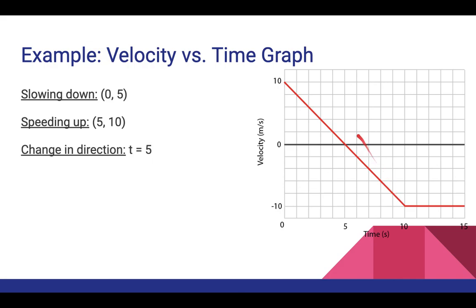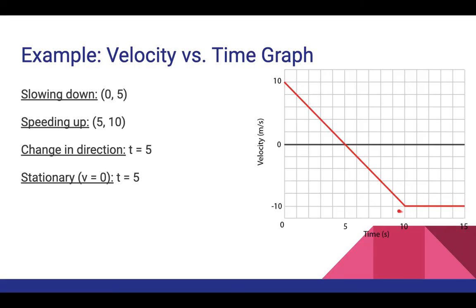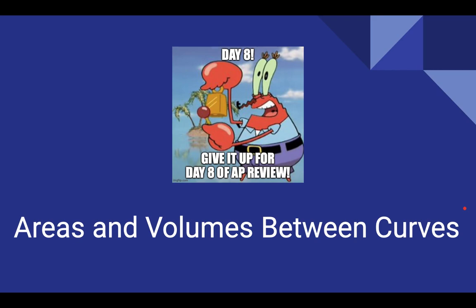We have a change in direction occurring at 5 seconds because we can see that our velocity changes signs from positive to negative at t equals 5, and our velocity is briefly 0 at t equals 5. We're stationary at t equals 5, meaning we have 0 velocity very briefly. And then lastly, we could say we have a constant velocity from t equals 10 to t equals 15 seconds. And that covers day 7 of the AP Calculus AB review.